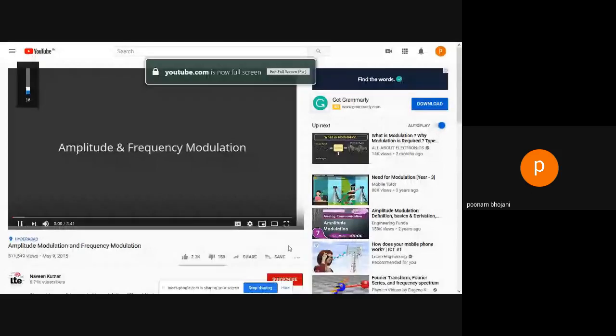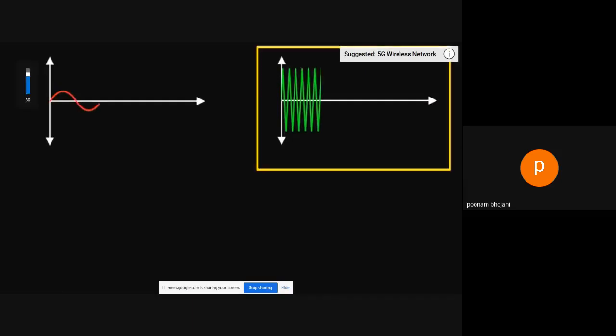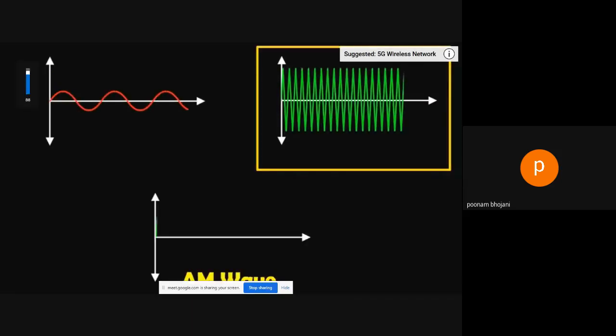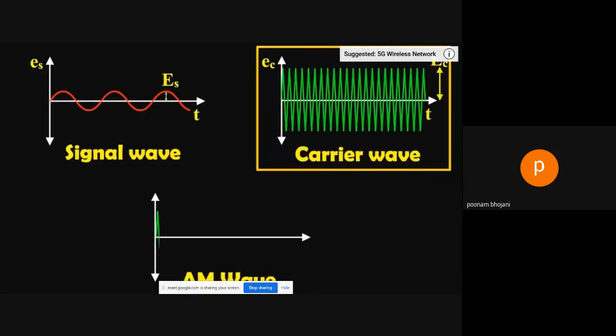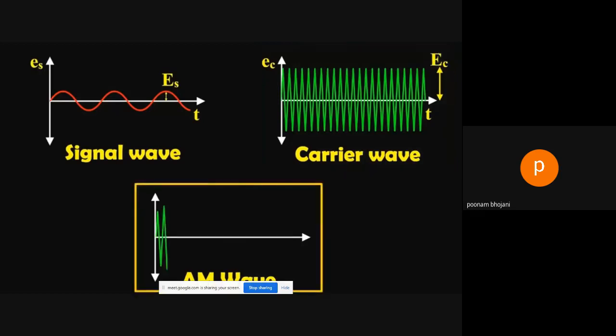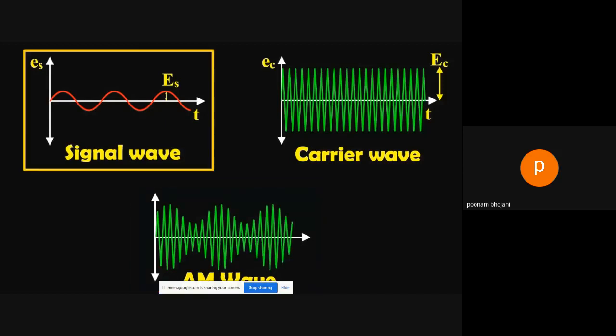What is amplitude modulation? That is AM. When the amplitude of a high frequency carrier wave is changed in accordance with the intensity of the signal, this process is called amplitude modulation. In amplitude modulation, only the amplitude of the carrier wave is changed. The frequency and the phase of the carrier wave remain constant.